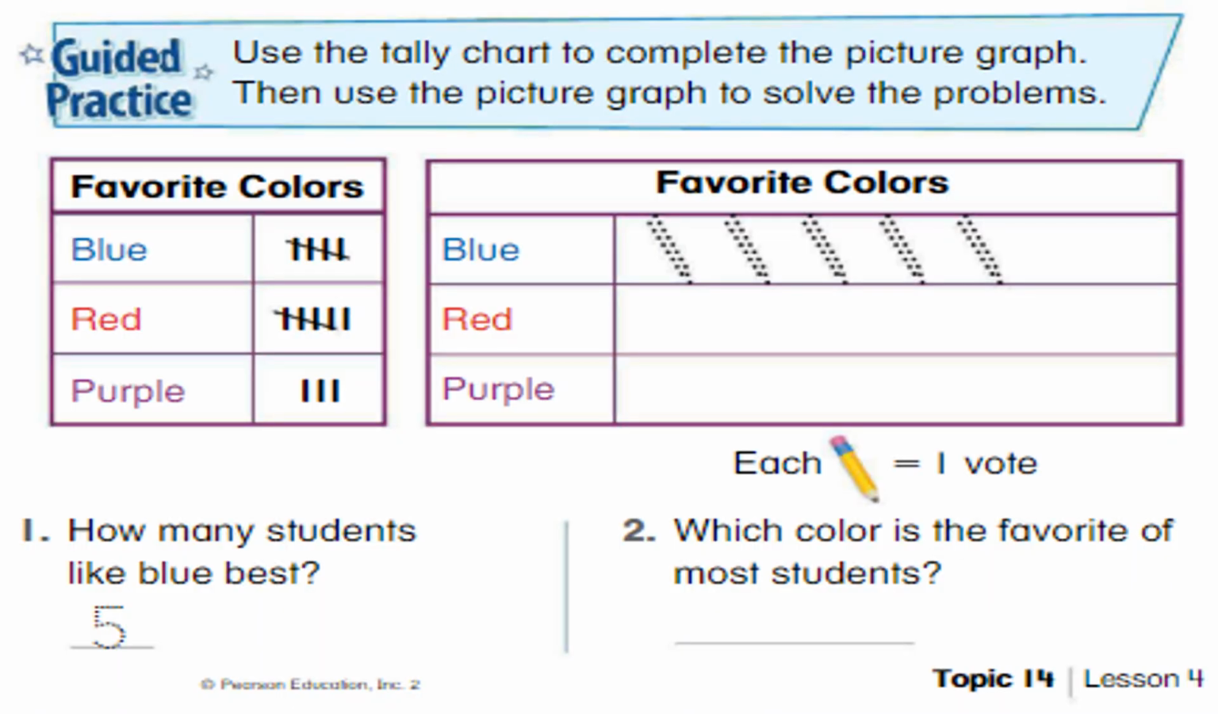Okay, next page, what we have to do. Use the tally chart to complete the picture graph, then use the picture graph to answer the questions. Now, a tally chart is given to us. In grade 1, we learned how to read and write the tally marks. So quickly tell me, what number is this?